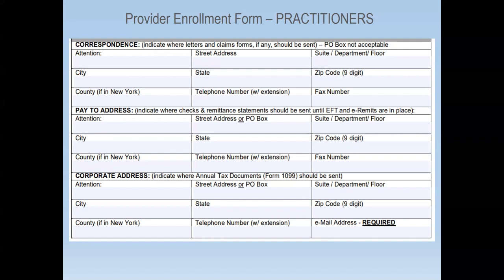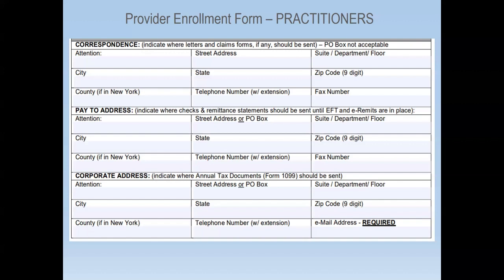And then your pay to address is going to be below that. And that's going to be where paper checks and remittance statements are going to be sent. You should really be getting electronic, your EFT, electronic funds transfer for your payments, your reimbursements, and then some version of an electronic remittance or a PDF version of a remittance.